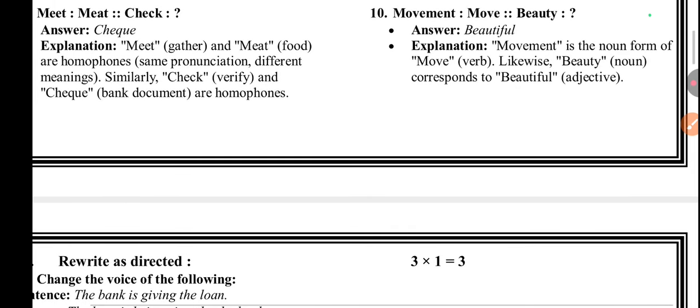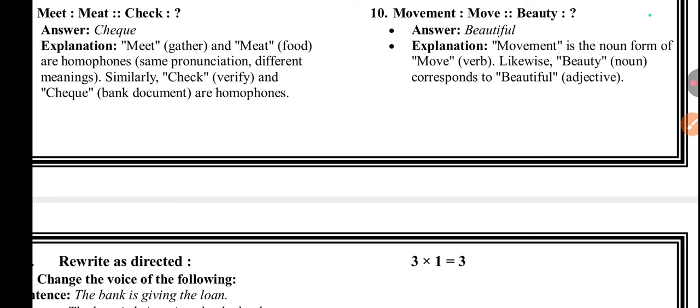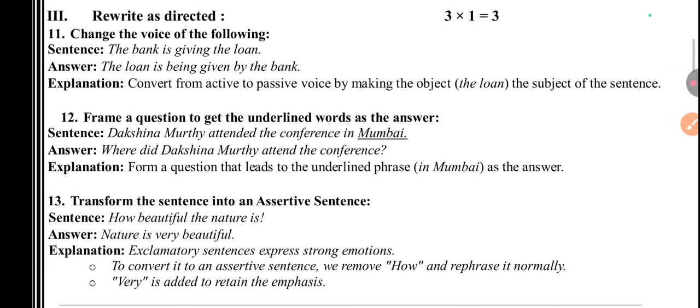Tenth one, movement, move, beauty, beautiful. Movement is the noun form of move. Move is a verb. Likewise, beauty is a noun corresponding to beautiful, the adjective. Question main number 3. Read and write as directed.